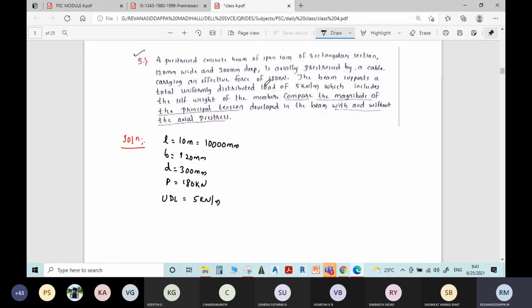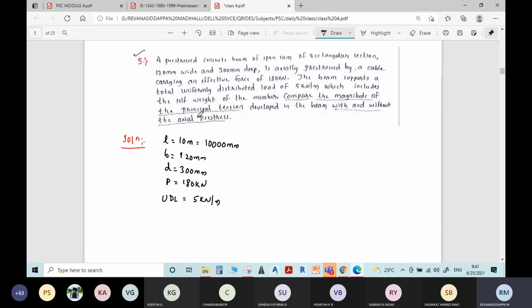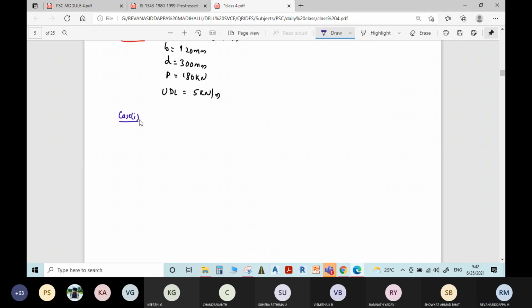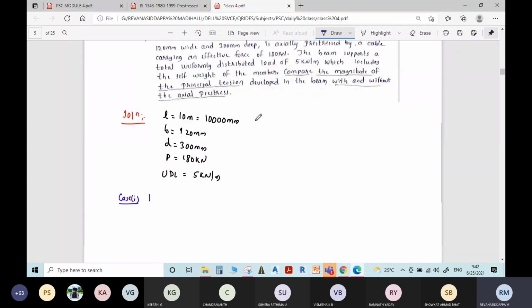First, we know there are two cases in the problem. First one is finding the principal stresses considering the axial pre-stress. Okay, with pre-stress. Then the second case will be without pre-stress. First we'll find the principal stresses considering the axial pre-stress. Case one. Again, in the principal stresses, what he particularly told is principal tension. He told that only I'll take here: principal tension with the axial pre-stress.